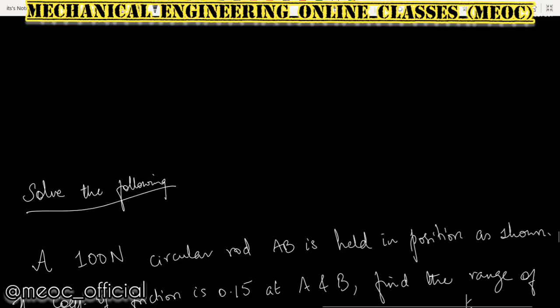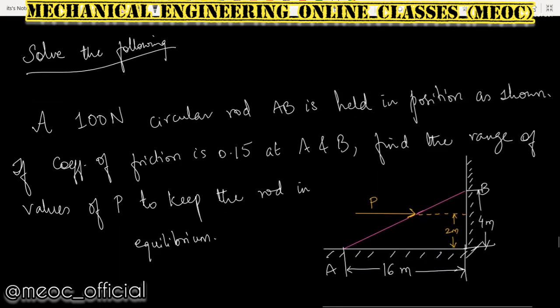Let us see if we can solve this problem. A 100 Newton circular rod AB is held in position as shown, meaning in this particular posture it is in equilibrium. If the coefficient of friction is given as 0.15 at both the contact points, we have to find the range of the values of P that will keep the rod in equilibrium. So P is an external force acting on the rod.